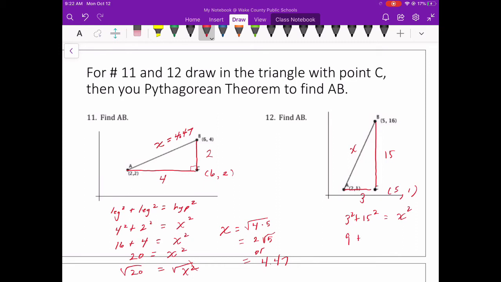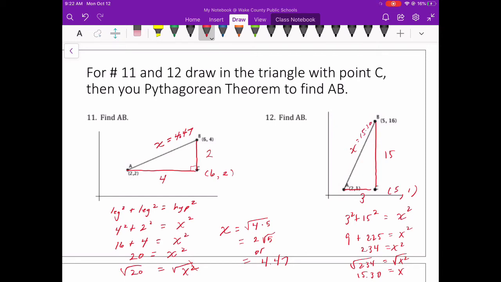3 squared is 9. 15 squared is 225 equals x squared. Add those together and you get 234 is equal to x squared. And I'm just going to grab my calculator on this one, take the square root of both sides just for time purposes here. The square root of 234 is 15.297 or 15.30. So this distance from A to B is 15.30.